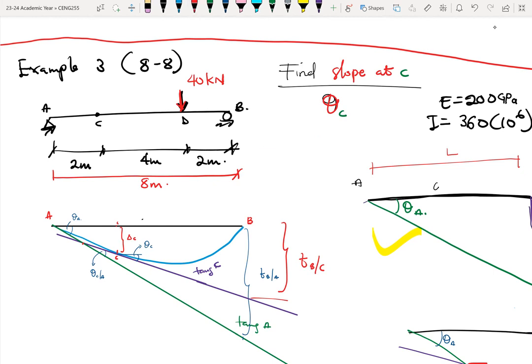And that's what I have drawn right here. This deflected shape.